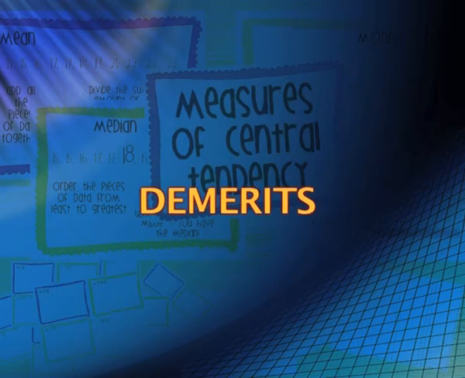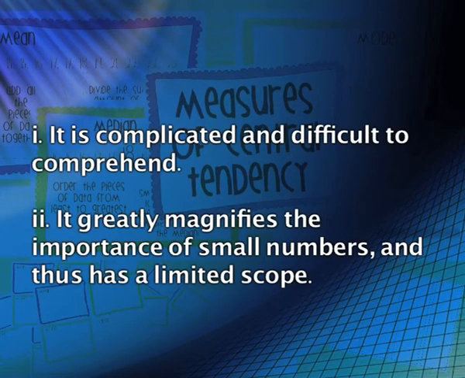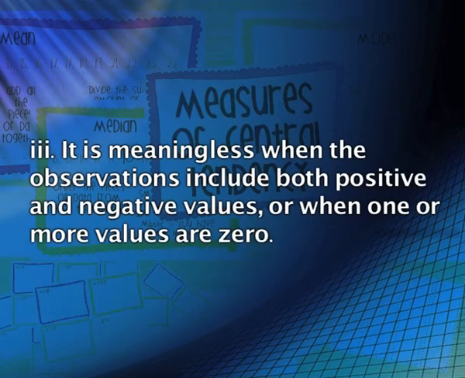Now let's see some of the demerits as well. First one, it is complicated and difficult to comprehend. Second, it greatly magnifies the importance of small numbers and thus has a limited scope. Third one, it is meaningless when the observations include both positive and negative values, or when one or more values are zero.